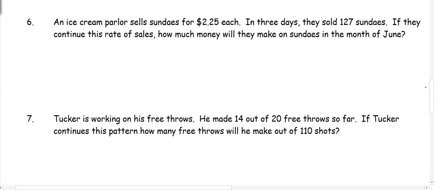Number 6, an ice cream parlor sells sundaes for $2.25 each. In 3 days, they sold 127 sundaes. If they continue this rate, how much money of sundaes will they make in the month of June? Okay, so first, we need to remember that there are 30 days in June. So right now, we're going to start by comparing sundaes to the number of days. So they sold 127 sundaes in 3 days. So we want to know how many sundaes they are going to sell in 30 days.